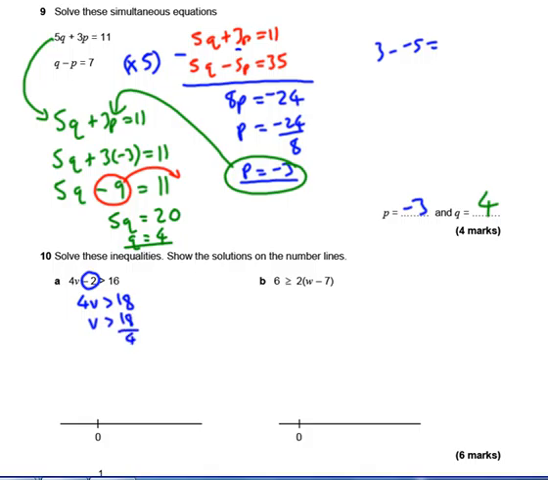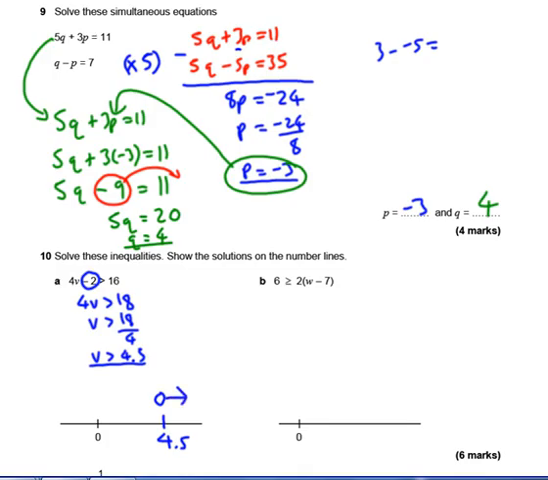Now if I go up my 4 times table, 4, 8, 12, 16, 20, I know that v must be more than 4.5. So on the number line, if I show this solution, so let's say 4.5 is there, I would draw a circle at 4.5. Because v is more than 4.5, an arrow going forward.